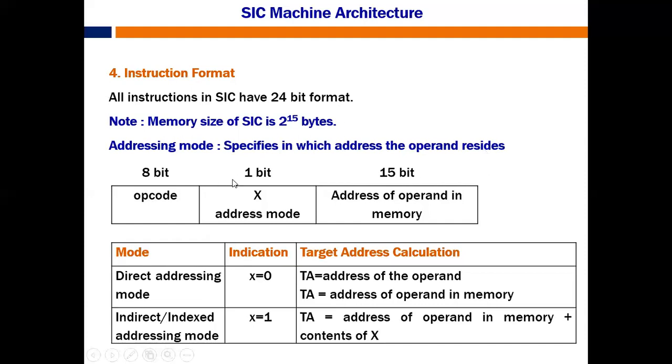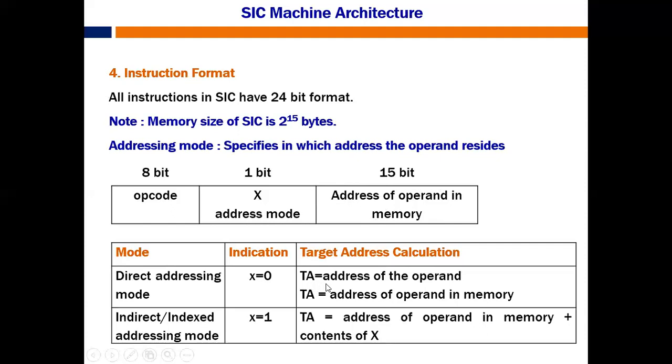The instruction format is of this form: the first 8 bits go for the opcode. The next 1 bit is for the address mode, which we usually call X. And the last 15 bits are for the address of the operand in memory. This X can be either 0 or 1. If it is the direct addressing mode, we take X as 0. TA is nothing but the address of the operand, which we call the target address.